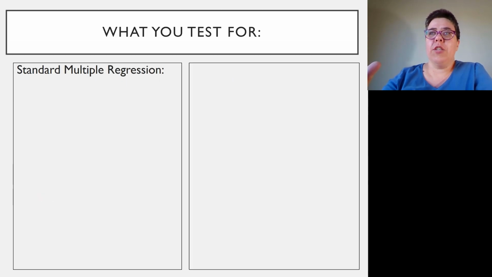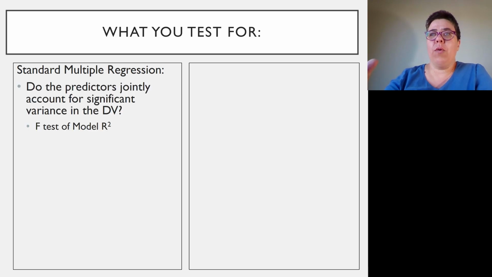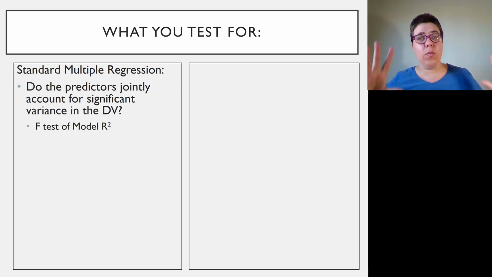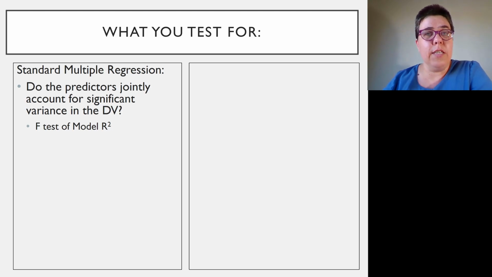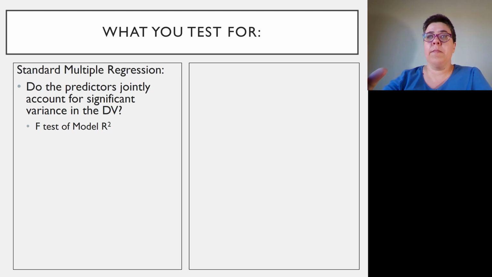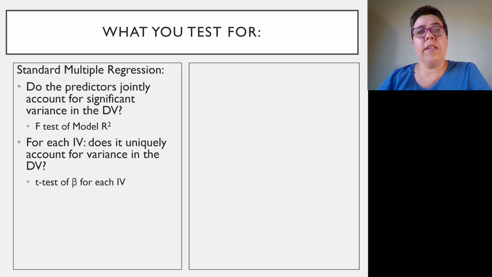Okay. So, standard multiple regression, what do we test for? First, that global question. Do the models as a whole, do all the IVs considered together jointly account for significant variance in the DV? And that's the F test for the model R squared. When it's significant, it means that the R squared is different from 0. In other words, the null hypothesis is that the predictors together account for no variance in the DV. And if you've got a model that isn't significantly different from 0, then you've done a poor job at selecting your IVs. Then we also have a second class of tests.